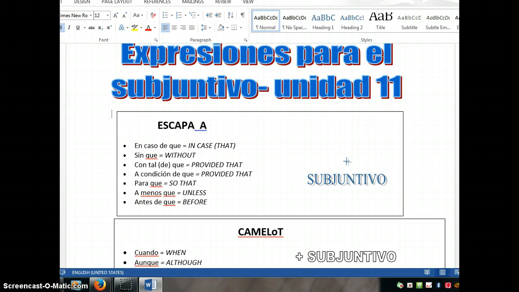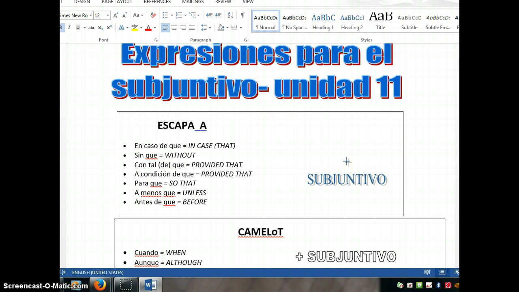In this unit, we talked about the use of the present subjunctive with conjunctions. We have two separate groups of conjunctions. The first group always requires the use of the subjunctive. We use the acronym ESCAPA A to help us remember what those conjunctions are.